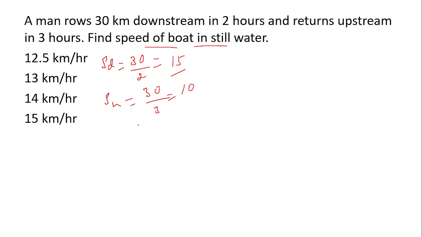Speed of the boat means adding. So half into adding both: 15 plus 10 is 25, 25 by 2 is 12.5. Option A, 12.5, is the answer.